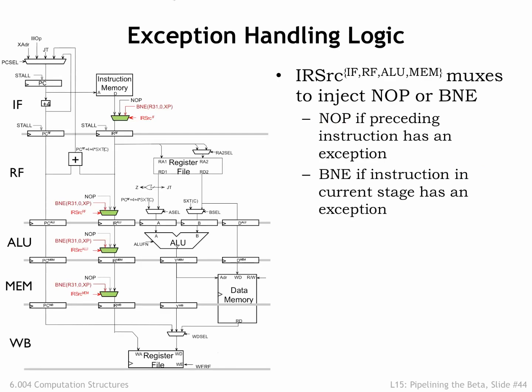Here are the changes required to the execution pipeline. We modify the muxes in the instruction path so that they can replace an actual instruction with either no-op if the instruction is to be annulled, or B&E if the instruction caused the exception.